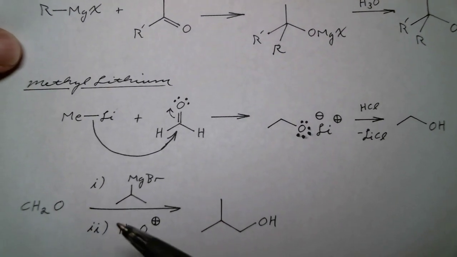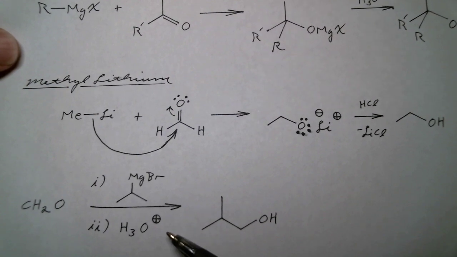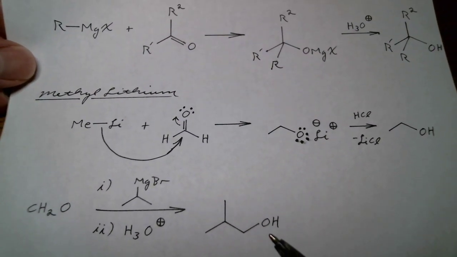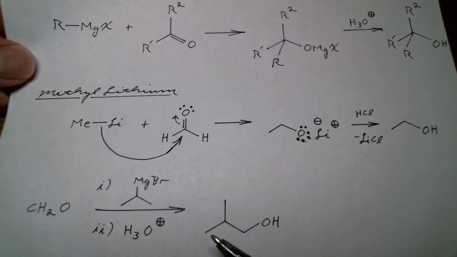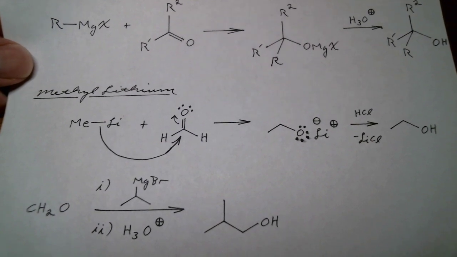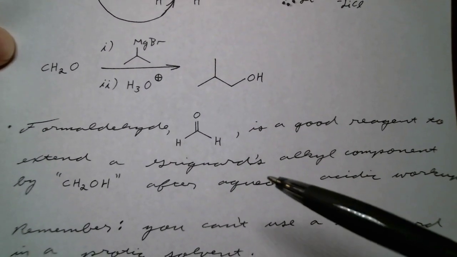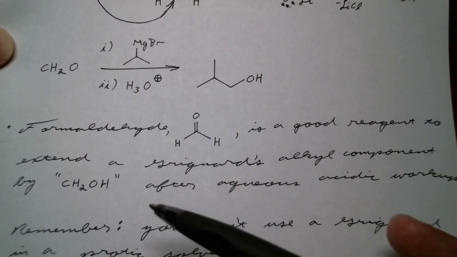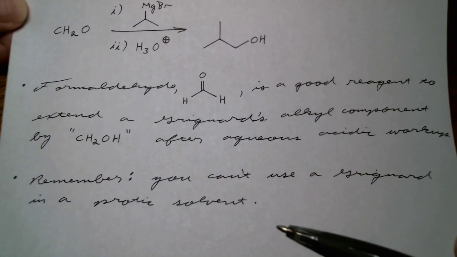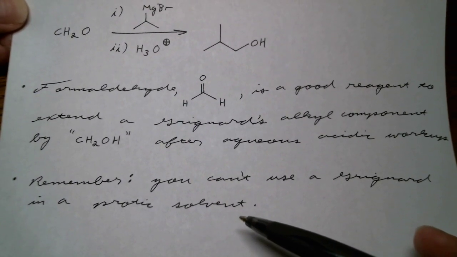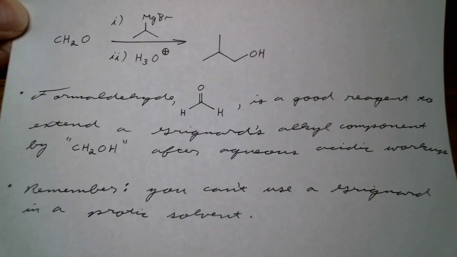Here we've got formaldehyde. We're adding isopropyl magnesium bromide followed by an aqueous acidic workup. And here we have isobutyl alcohol. So you can see how we've extended that isopropyl group by a CH2OH. So formaldehyde is a good reagent to extend a Grignard's alkyl component by CH2OH after aqueous acidic workup. So remember, you can't use a Grignard in a protic solvent. You have to do some Grignard step followed by aqueous acidic workup.